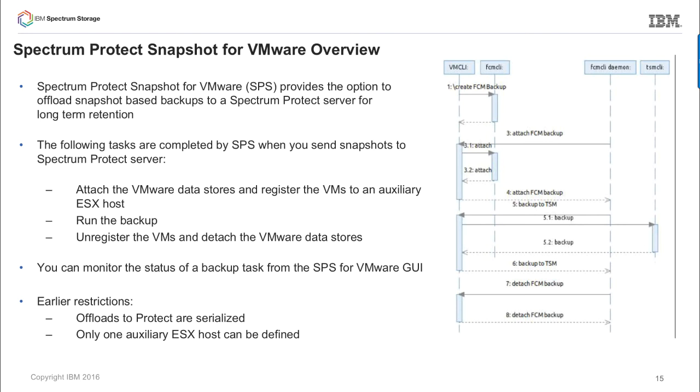Now, there are some restrictions with regard to this whole process and how Snapshot works, and really they revolve around two restrictions. First, the Spectrum Protect offloads are serialized, so they have to run in serial. They could not run in parallel at version 4.1.4. And at version 4.1.4, only one auxiliary ESX host can be defined to Spectrum Protect Snapshot for VMware.